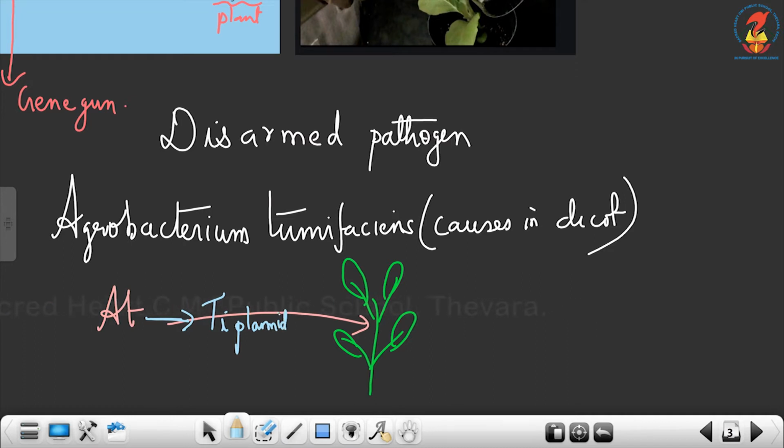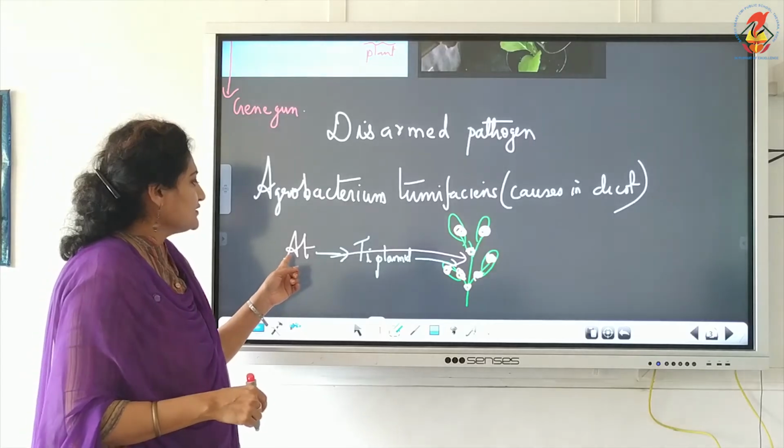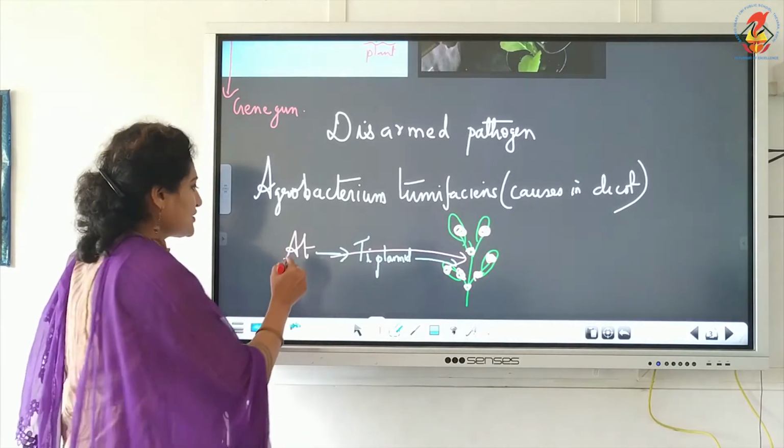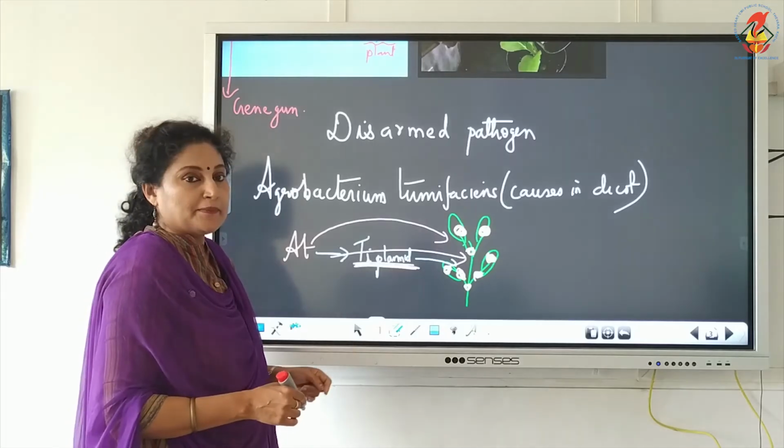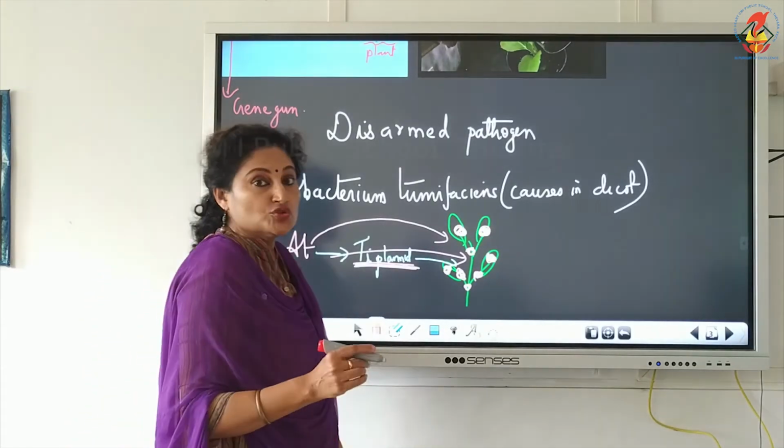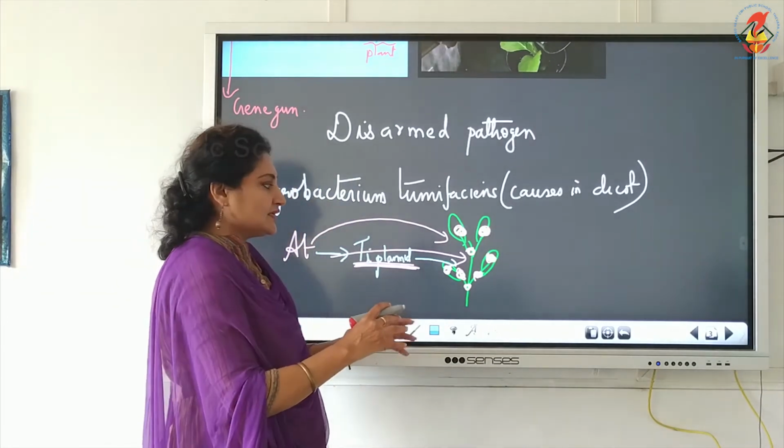And this tumor inducing plasmid, what happens when it is injected into the host? It results in tumors in the plant. Have you seen some leaves with raised boil like structures like tumors? You can see mostly in dicot plants there are these tumor like structures. This is induced by Agrobacterium tumefaciens. When it invades the dicot plants, it injects or introduces a plasmid called TI plasmid. TI plasmid, the full form is tumor inducing plasmid, and this plasmid induces tumors.